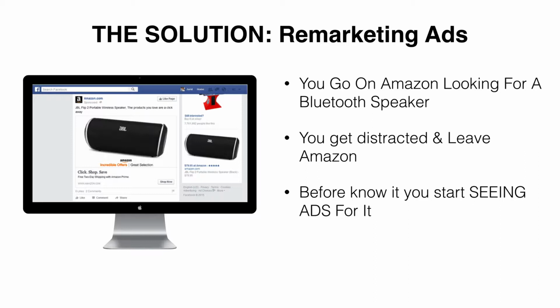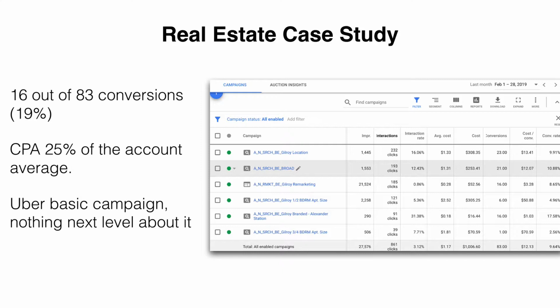Remarketing works day in and day out, and it's something that you guys got to be doing in your business. All right, so here's a real quick case study, right? Real estate case study. 16 out of 83 conversions. Conversions, guys, just mean leads. 16 out of 83 leads came from remarketing. And guys, at a CPA, a cost per acquisition, of 25% of the account average.